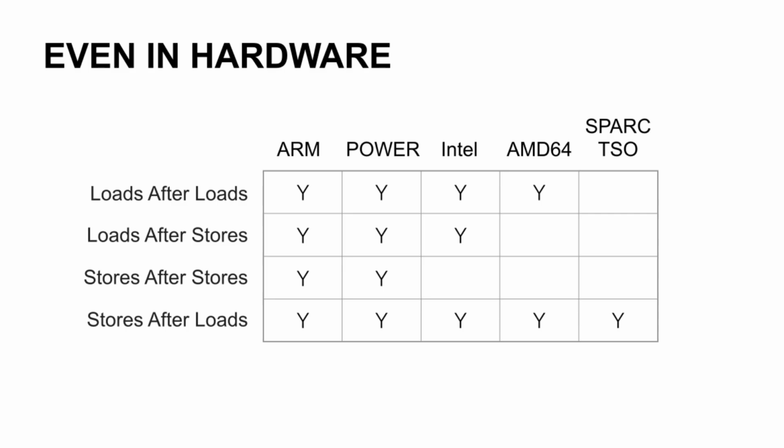Intel will reorder quite a few things. It will move a load after a load. It'll move a load after a store, or a store after a load. But it won't reorder two stores. So the example we saw before still happens on Intel with Java.